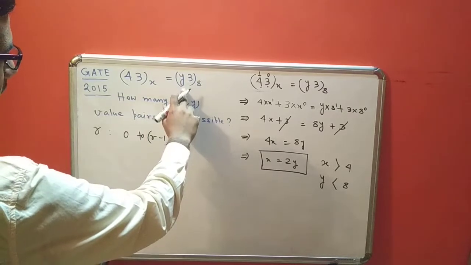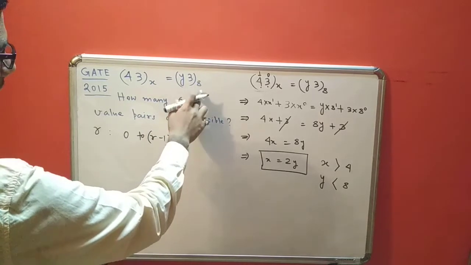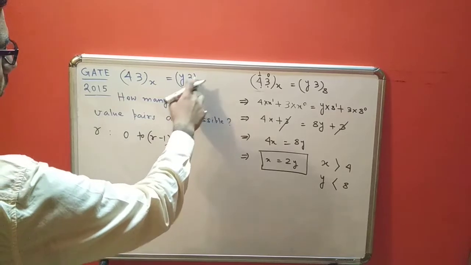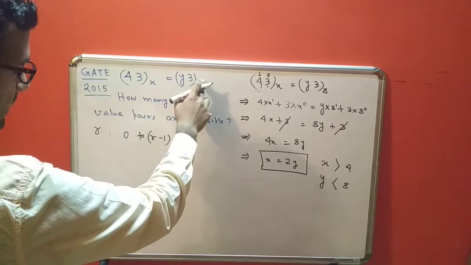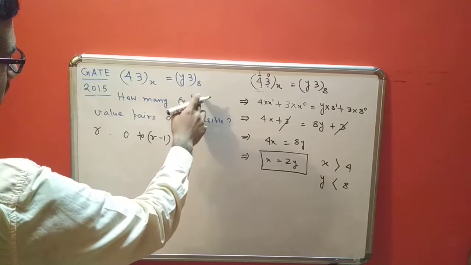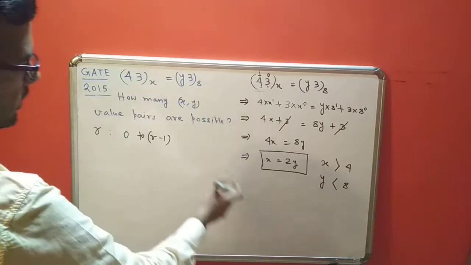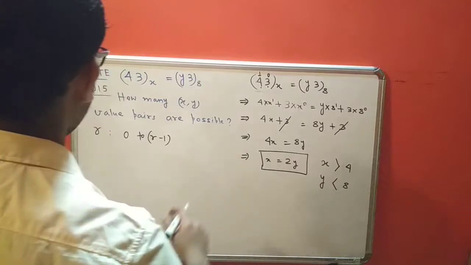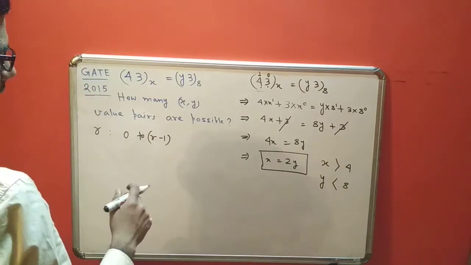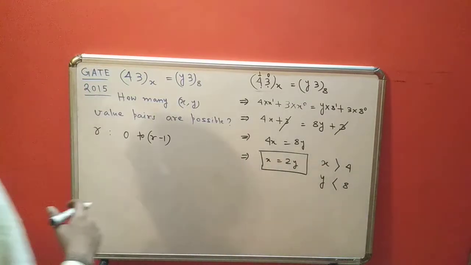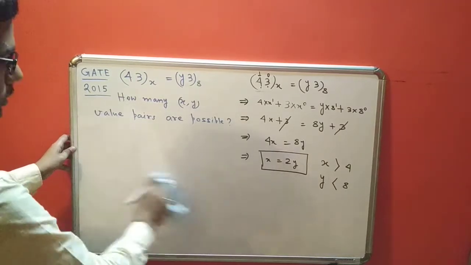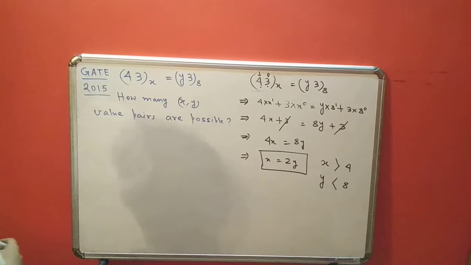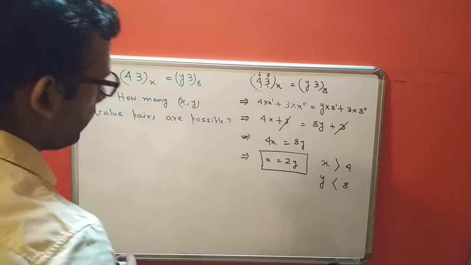So y has to be less than 8. If it is 8, it won't be possible because the possible values that can be accommodated by the radix 8 are 0 to 7. So it has to be less than 8, right? So if it is less than 8, then we have two constraints with us. Now, using the equation and the two given constraints, we can find the possible value pairs quite easily.